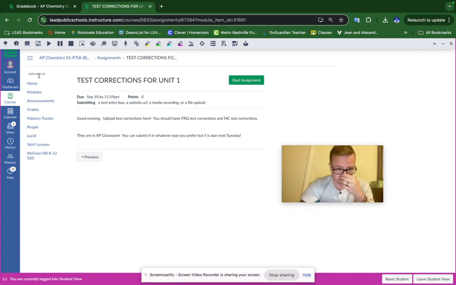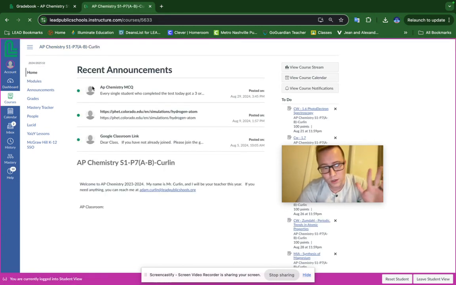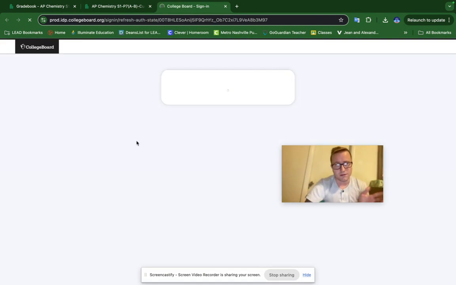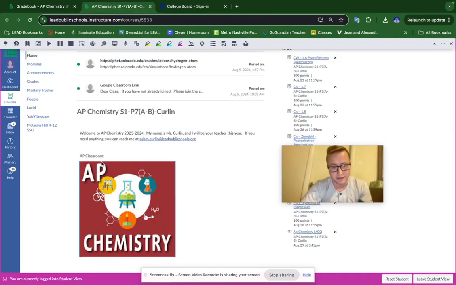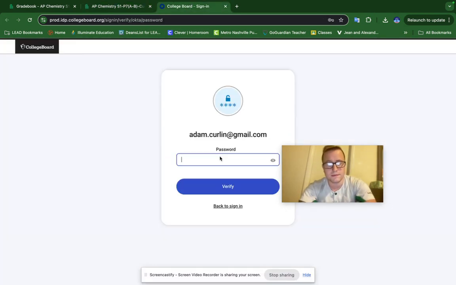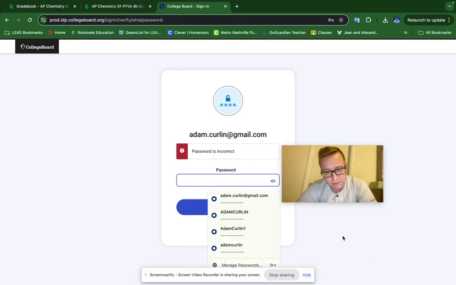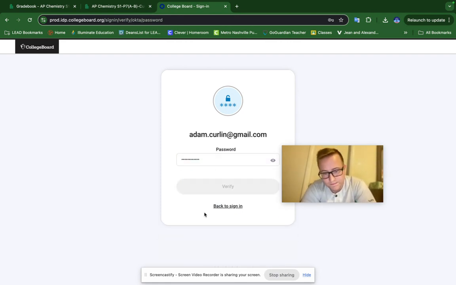First thing you're going to do is go to Home, click on AP Classroom. This is the fastest way, okay? It's literally on Canvas. Just click on the picture. You're going to type in your password. Whatever my password is, I don't remember. Boop. Luckily, the computer does.